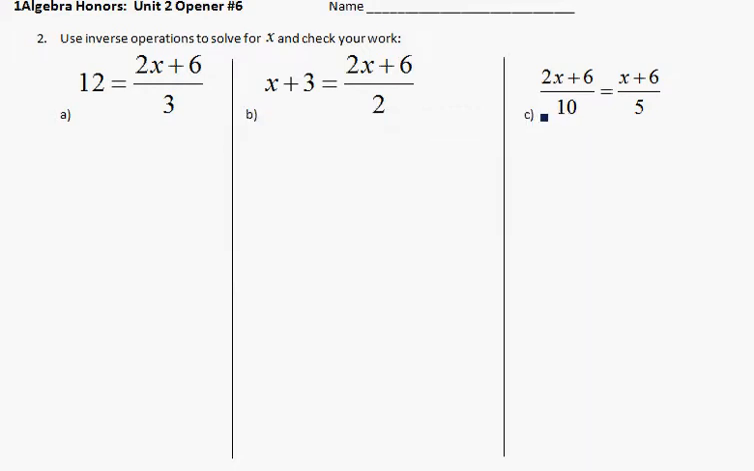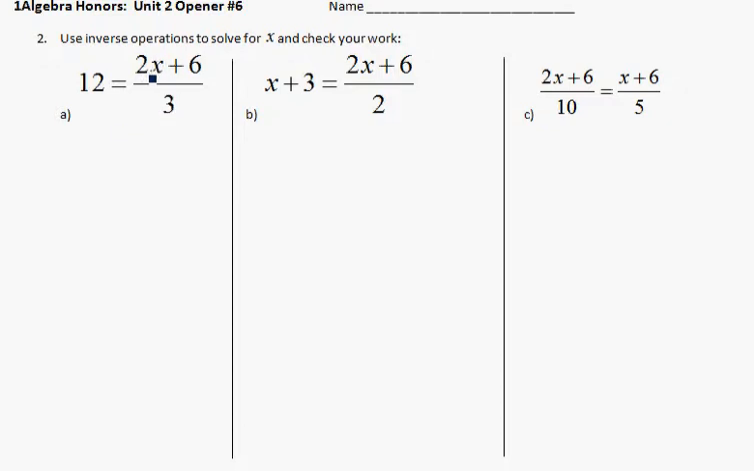In Unit 2, opener number 6, we have 3 different equations to solve. We're going to see that each one ends up having completely different types of solutions. When we take a look at the first equation, let's solve it for x using inverse operations.